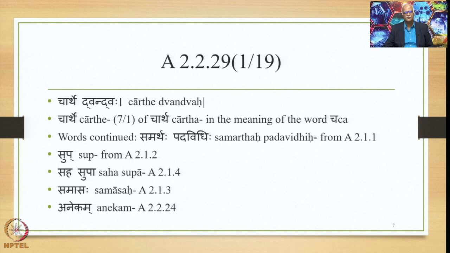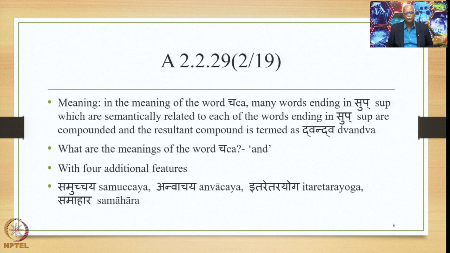Let us first study the samasa vidhayaka sutra, namely charthe dvandvaha. There are two padas in the sutra, charthe and dvandvaha. So charthe is 7/1 of chartha. What it means is, in the meaning of the word cha, the dvandva samasa takes place. The words continued are samartha padavidhihi from 2.1.1, sup from 2.1.2, saha supa from 2.1.4, samasaha from 2.1.3, then anekam from 2.2.24.